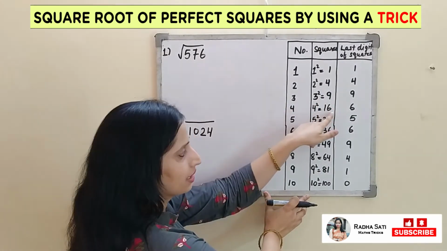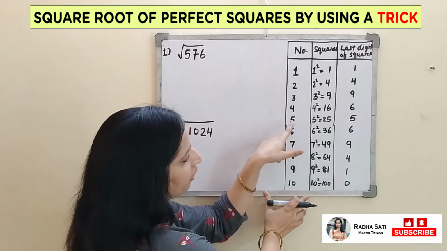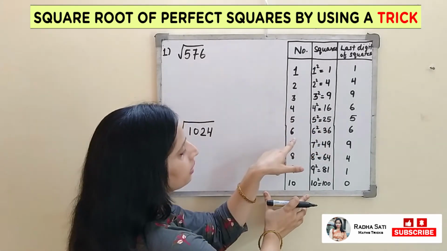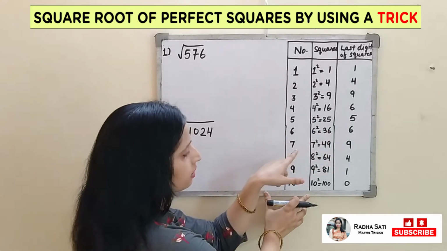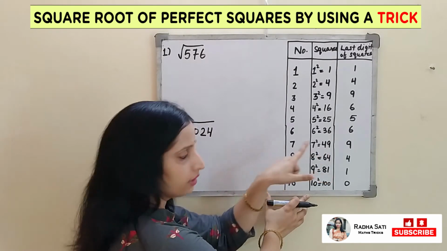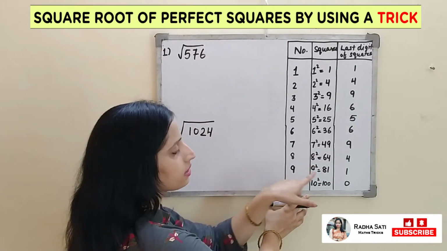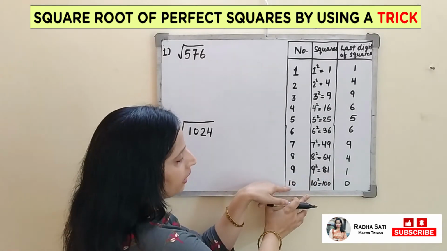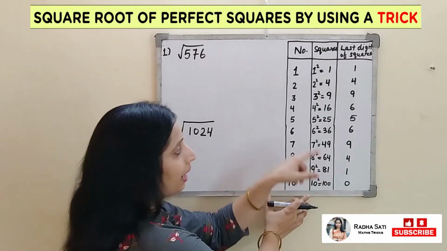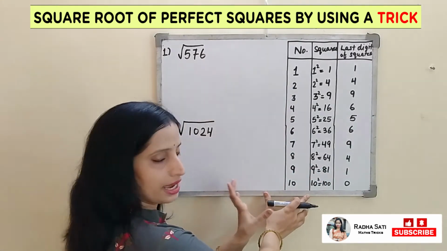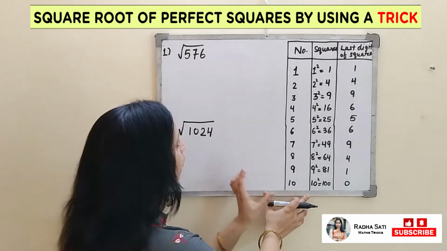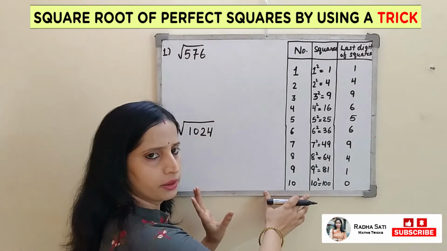Square of 4 is 16. Square of 5 is 25. 6 squared is 36. 7 squared is 49. Square of 8 is 64. Square of 9 is 81 and square of 10 is 100. By learning only these 10 squares, you can quickly find the square root of any number.